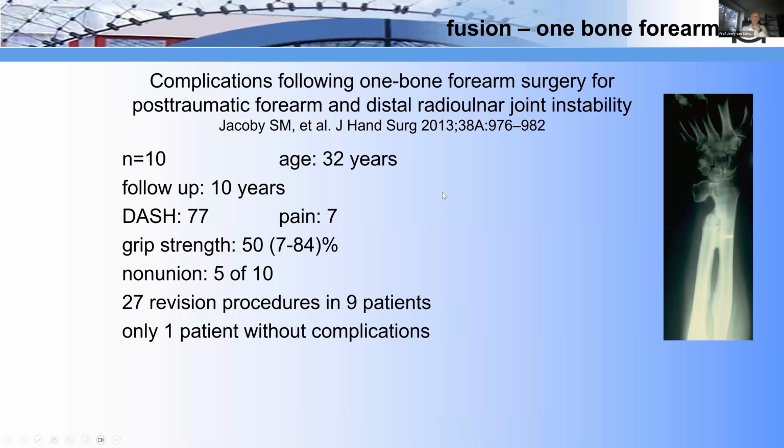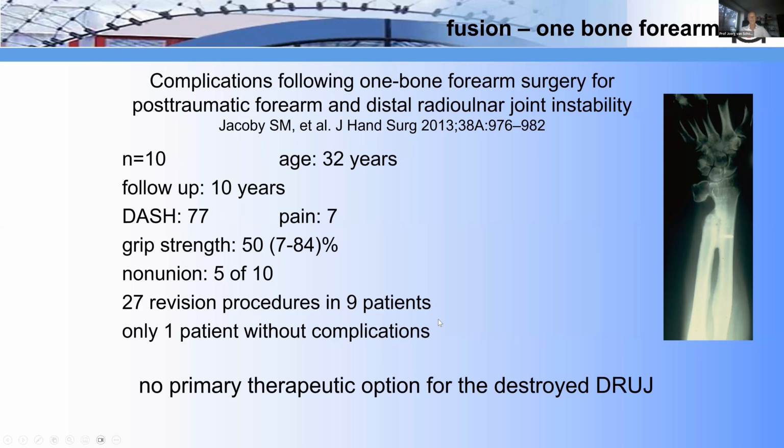And then the next thing is that we have very, very little studies on one-bone forearm. But this study from 2013 in 10 patients shows us that with a mean follow-up of 10 years, we have a DASH of 77. And the biggest problem is that we had 27 revision procedures in 9 of 10 patients, and only 1 patient had no complications. So definitely, this is no therapeutic option for the destroyed distal radioulnar joint. And this is something we want to avoid by all means.